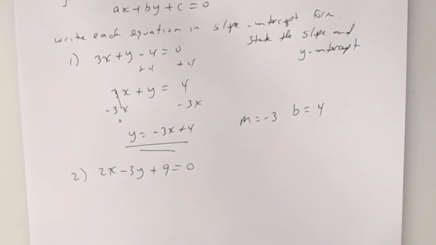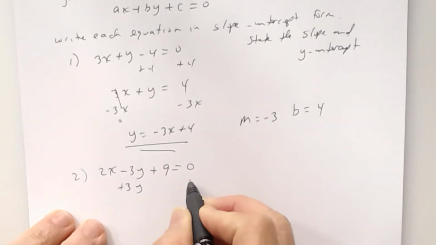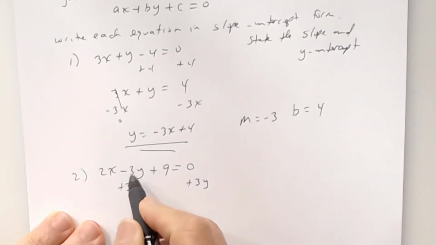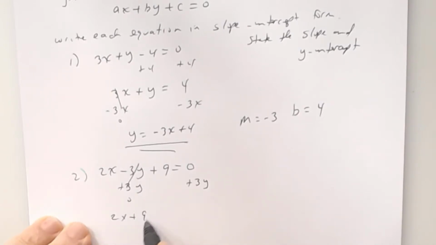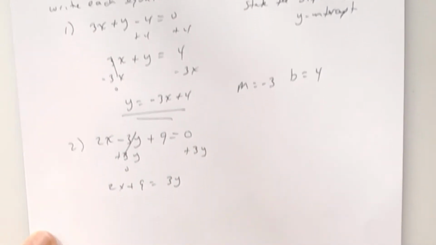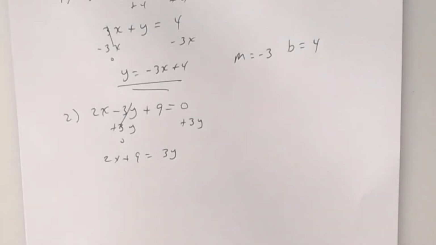So you could, if you wanted to, bring the y to the other side, right? So in other words, I could do what to both sides? Add 3y to both sides. Okay, so I'm going to add 3y to both sides. And then combine like terms, I get 2x plus 9 equal 3y. Is that slope-intercept form? No, because I don't have y by itself. So what's the next step? Divide both sides by 3.